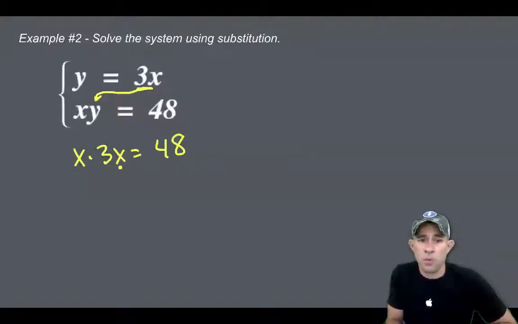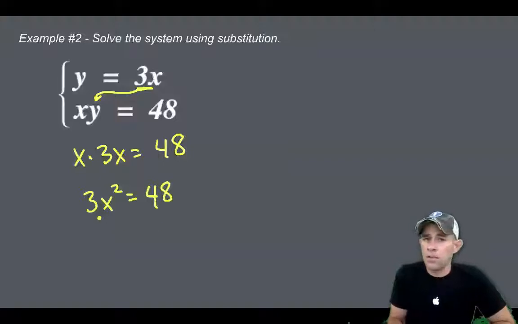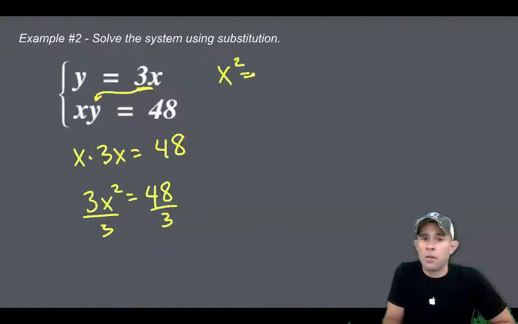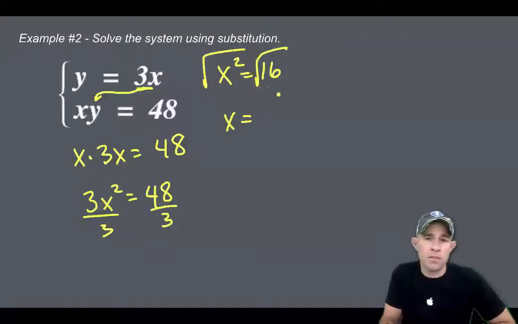Next, I'm going to multiply x times 3x, and when I do that, I get 3x squared is equal to 48. And now I can solve for x. I'm going to divide off 3 from both sides, and I get x squared is equal to 16. Next, I need to take the square root of both sides, and when I do that, I have to allow for both the positive and negative solution to be true here. So I say my solution is both plus and minus 4.